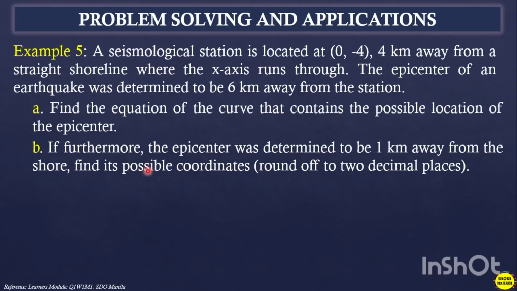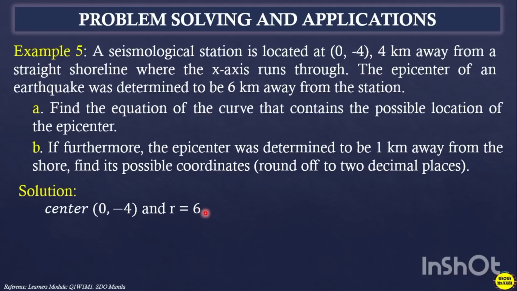So unahin muna natin yung letter A natin. Kunin natin yung equation. Since the epicenter natin ay 6 kilometers away from (0, negative 4), just (0, negative 4) could be the center of the circle. So ito yung magiging center ng circle natin. And then yung 6 kilometers, ibig sabihin yan yung radius natin. So kunin natin yung equation. The center is (0, negative 4) and the radius is 6 kilometers.